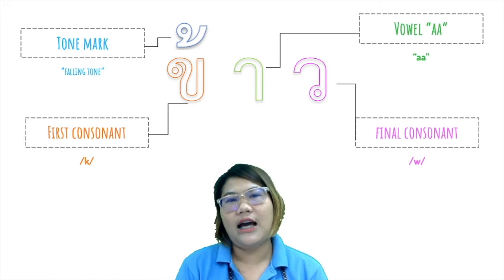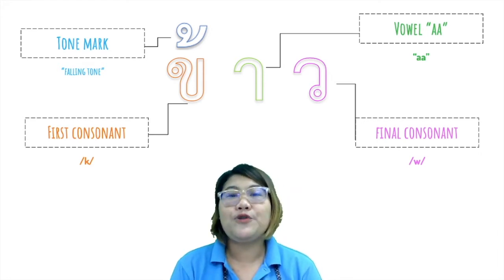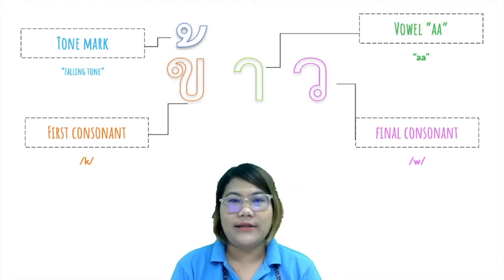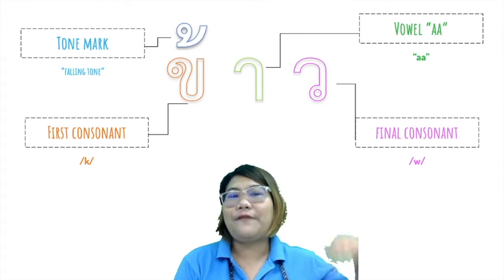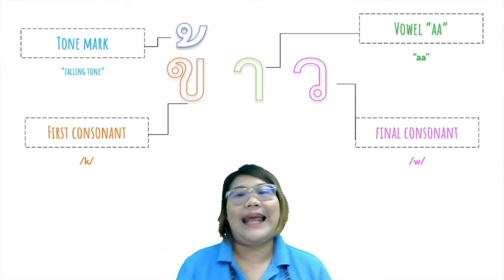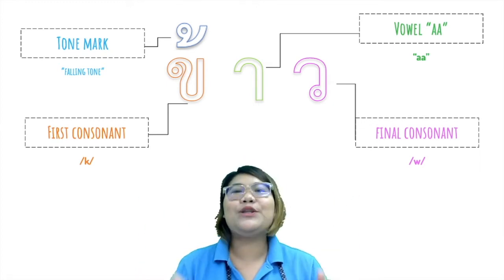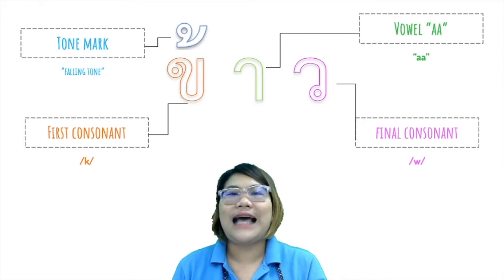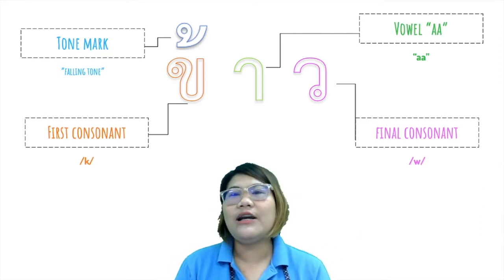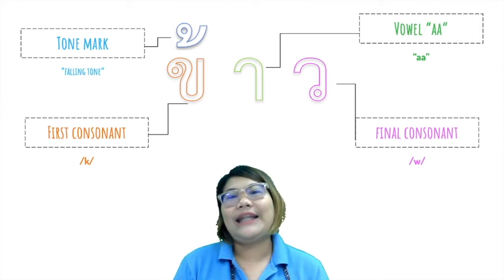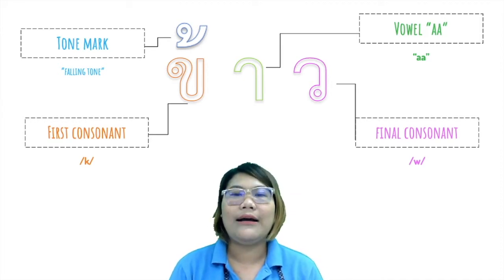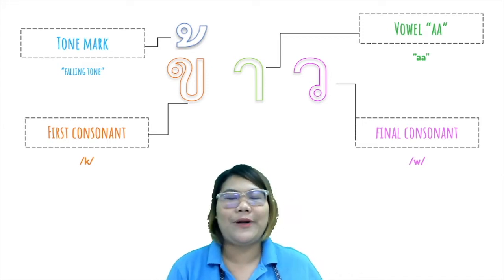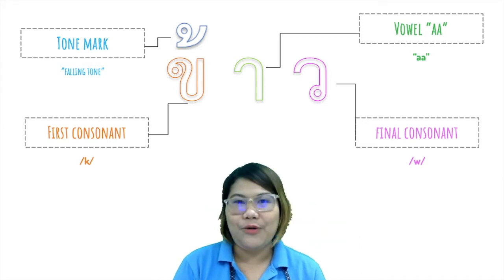A typical Thai syllable is composed of 2 to 4 constituents: first consonant, vowel, final consonant, and tone mark. Here is the word ข้าว. The first consonant gives you the sound k, the vowel is a, the final consonant is w, and the tone mark is tone mark number 2, ไม้โท, which gives you a falling tone.